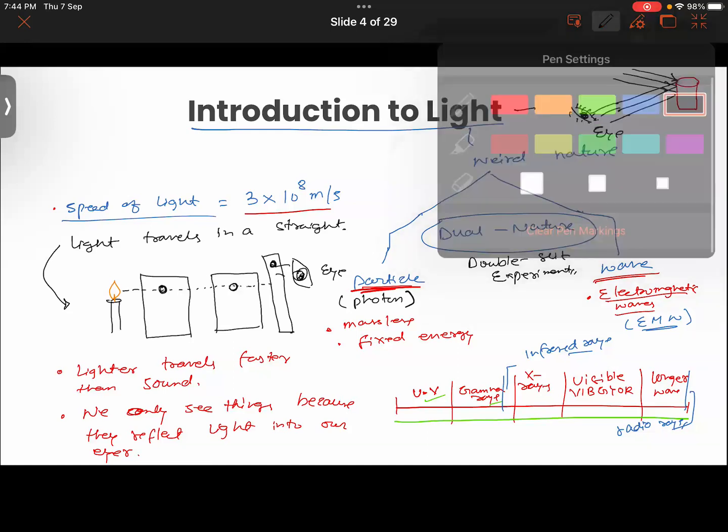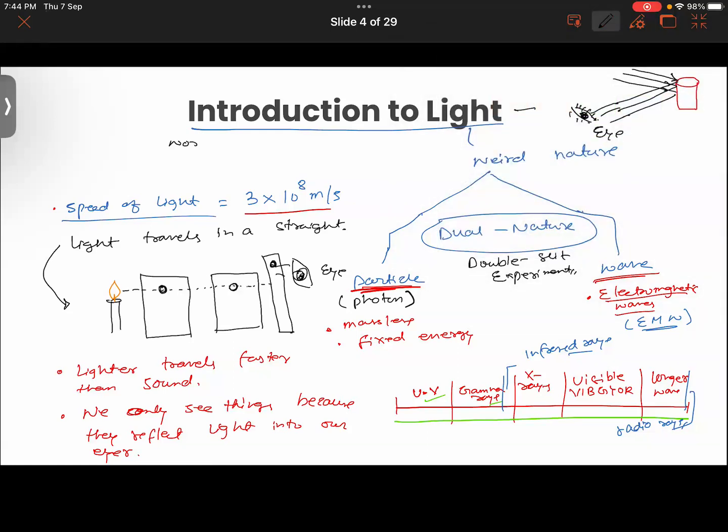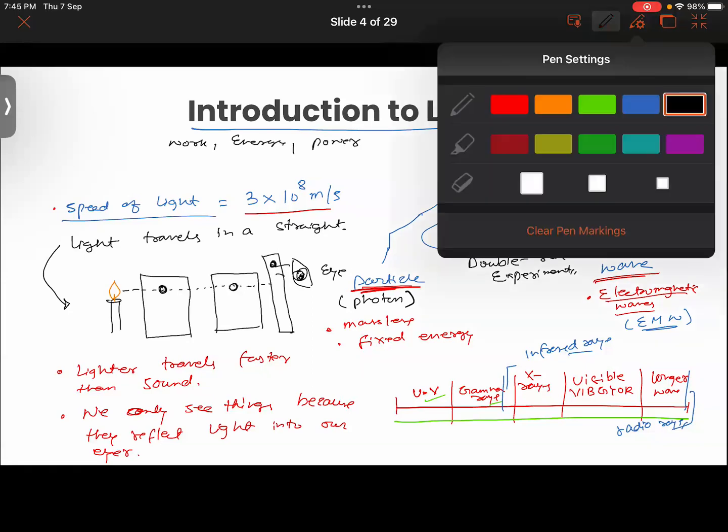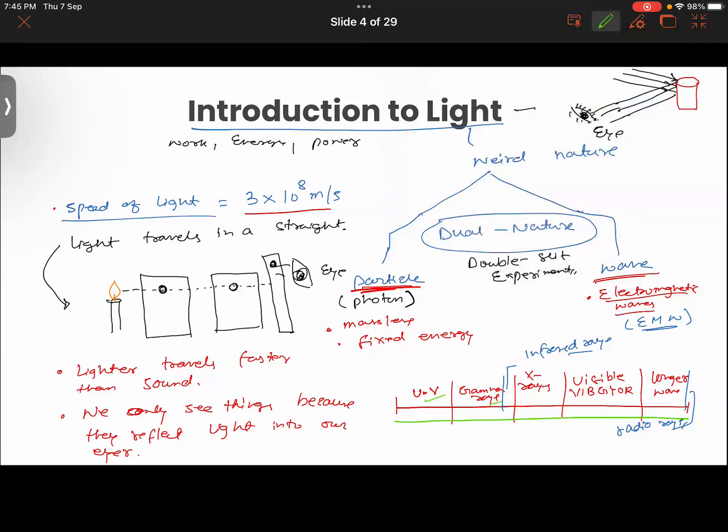Also, do tell me, is light a form of work, energy, or power? What is it like? Ahmed, are you there? Yes, sir. Light is an energy, sir. Exactly, light is a form of energy. Good.